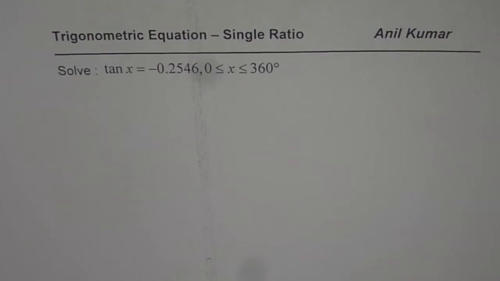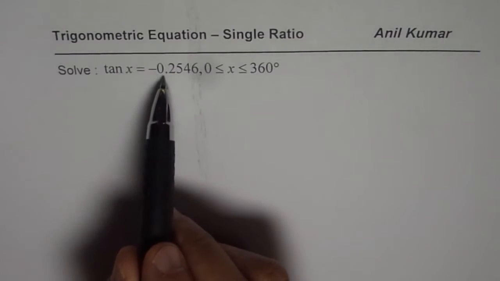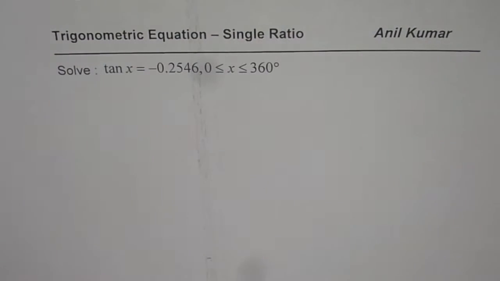I'm Anil Kumar and we are exploring how to solve trigonometric equations. To begin with, we have started with a very simple example, just a single ratio. Here we have tan x equals minus 0.2546, where x is between 0 to 360 degrees.